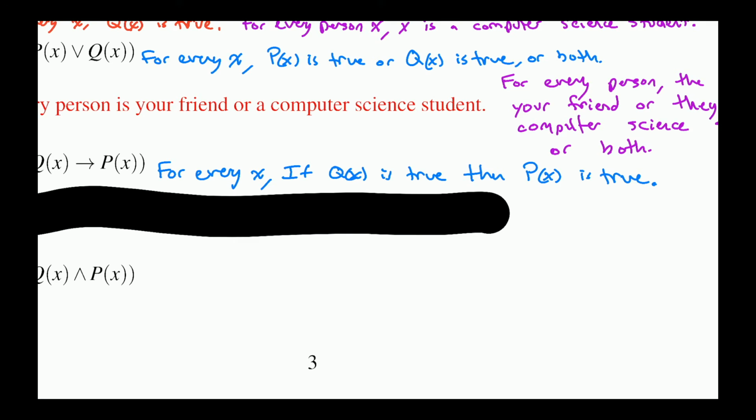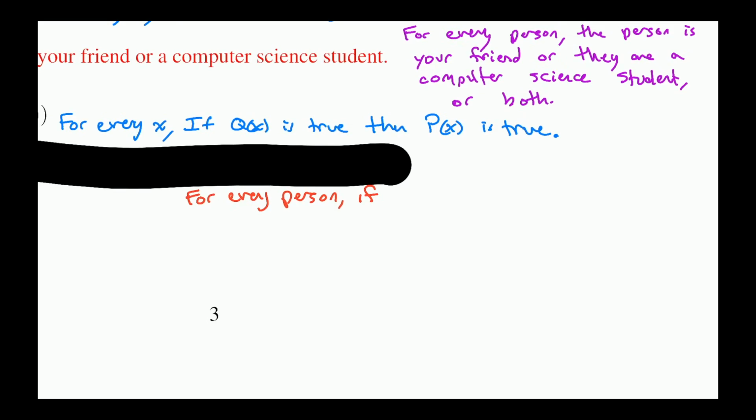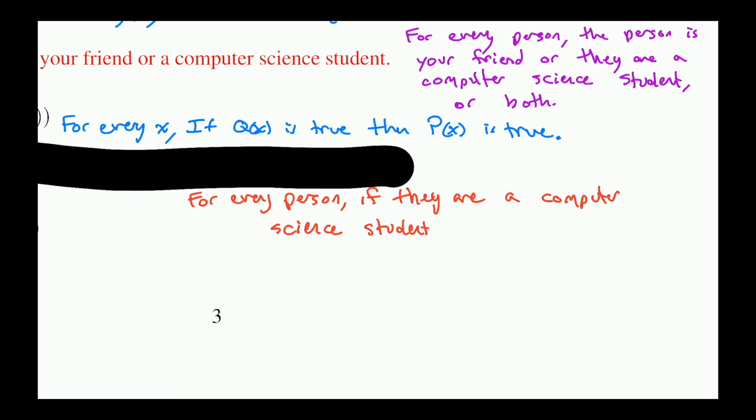For every X, again, that's every person. So for every person, if Q of X, what's Q of X? Q of X is a computer science student. So for every person, if the person is a computer science student, but I'll just say if they are a computer science student, then P of X. So what's P of X? P of X is your friend. So for every person, if they are a computer science student, then they are your friend.